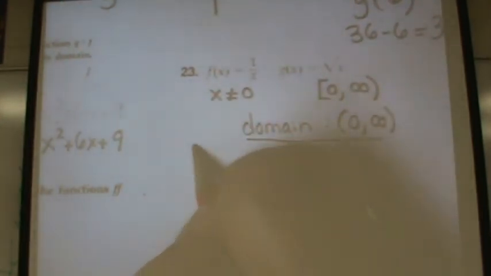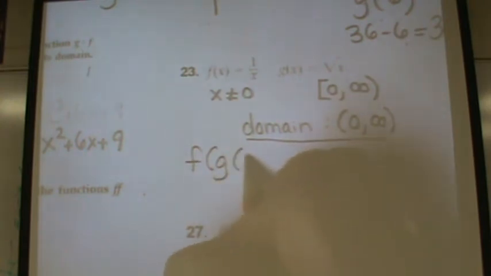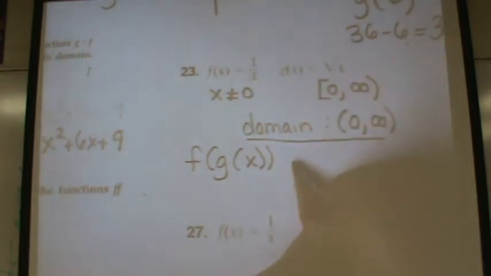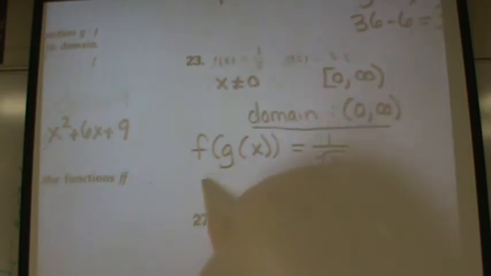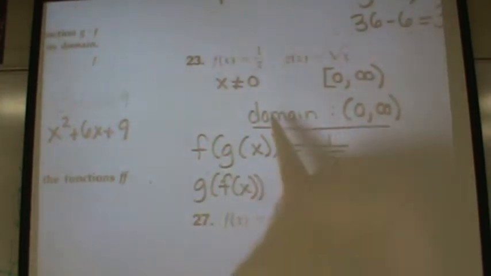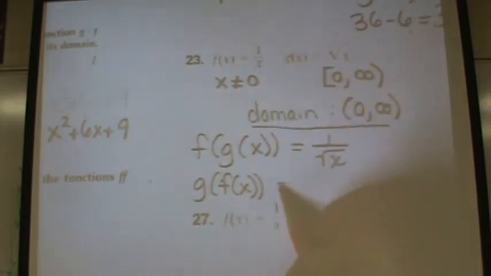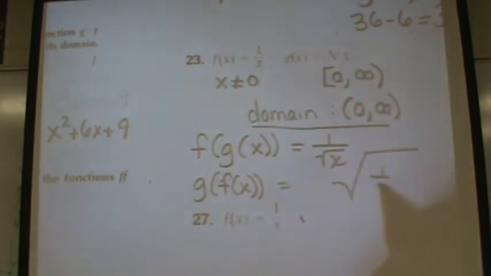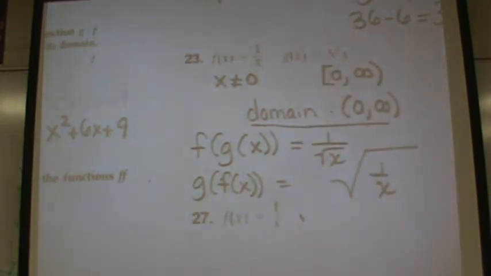So now, to find f of g of x, this is saying take the g function and plug it into the f function. So you have 1 over square root of x. And then g of f of x, you're going to plug this in here. So you have root, so this goes in here, so you have 1 over x. Square root of 1 over x.